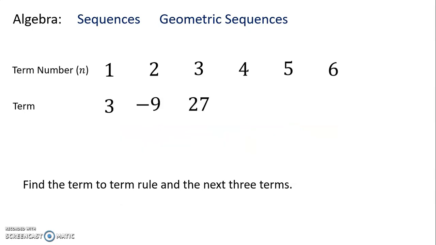Here's another example. This one's looking a bit interesting because we've got some positive terms and some negative terms. But the way of finding the common ratio is the same. If you take one term and divide it by the previous, it will give you the common ratio, and you can then use that to generate the next 3 terms. So pause the video and see if you can work this one out.